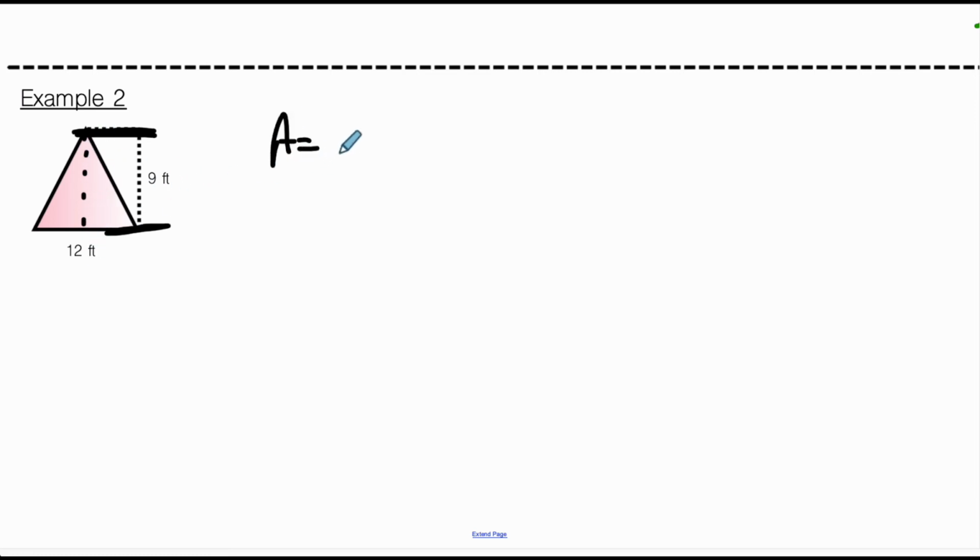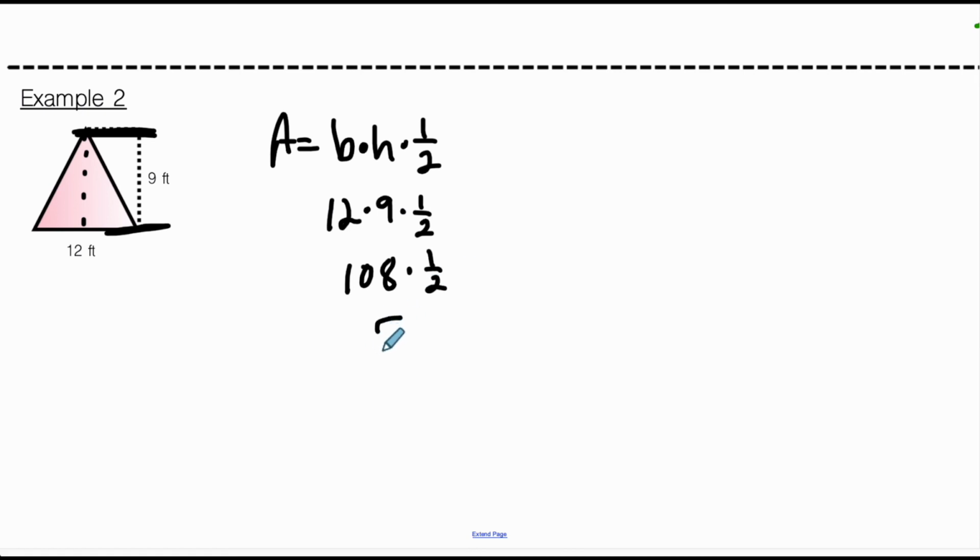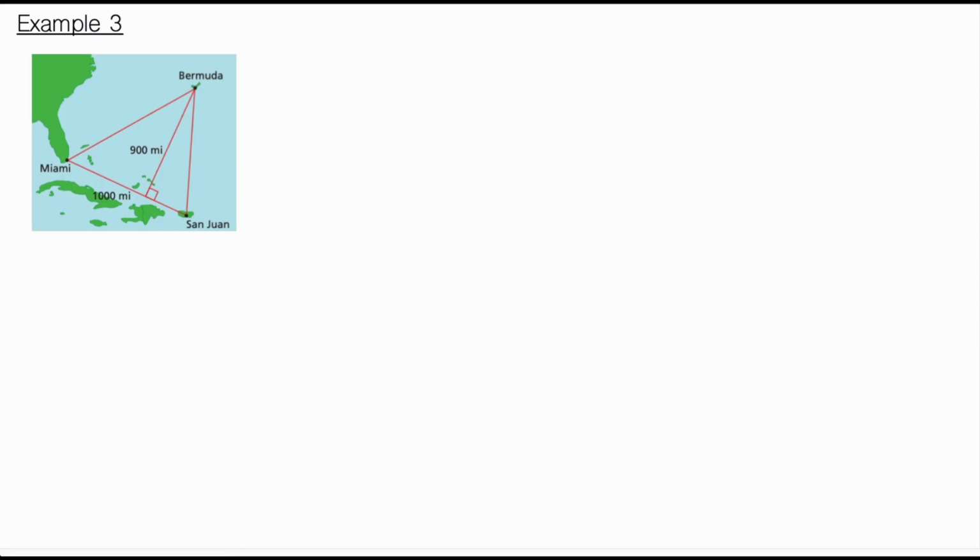So area equals, I'll use the other formula this time, base times height times 1/2. So the base is 12, the height is 9, and then cut that in half. So that would be 108. Cutting that in half would be 54. So the area of this nice pretty triangle is 54 square feet. It takes up that much space. That's what area refers to. Cool.